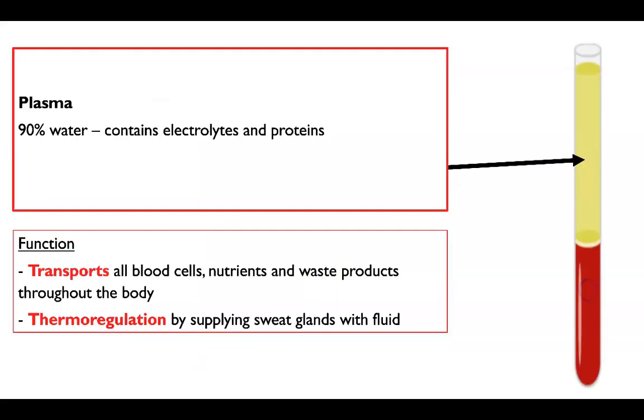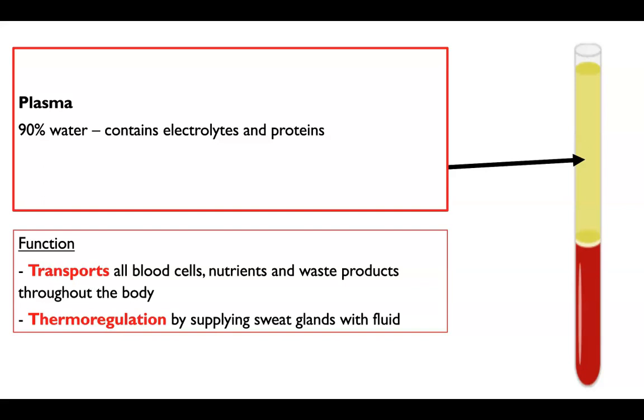Starting with plasma. Plasma is 90% water and contains electrolytes and proteins. That is the structure of it. It's what it's made up of. So we've got 55% of blood is plasma, 90% water, contains electrolytes and proteins.